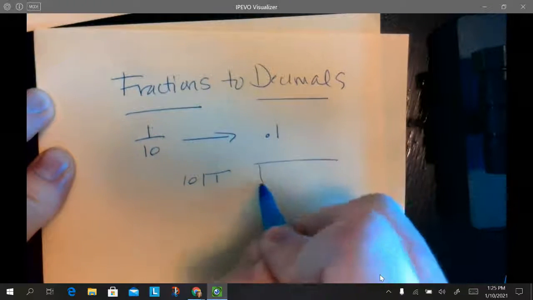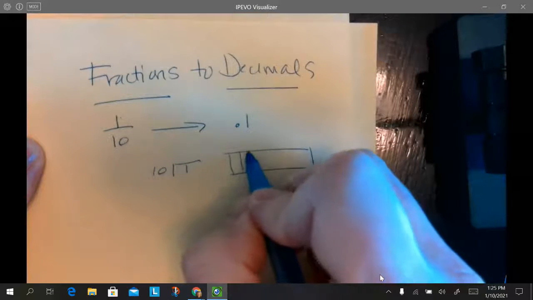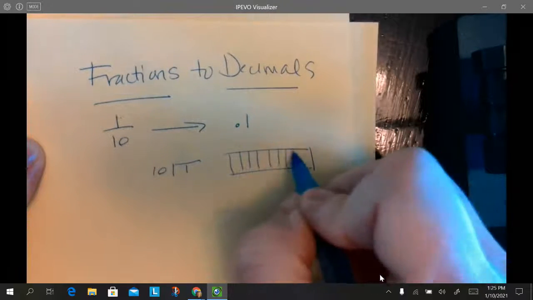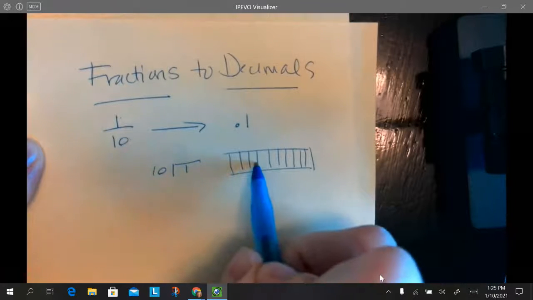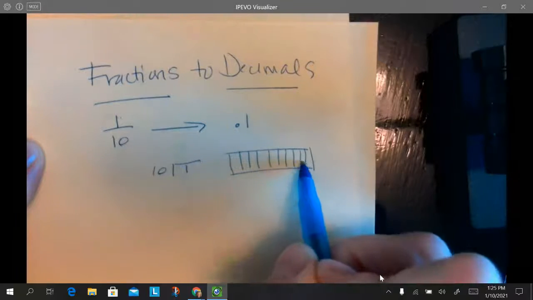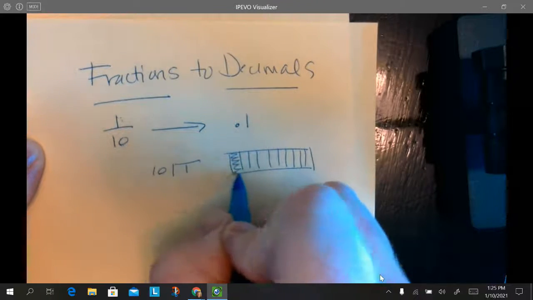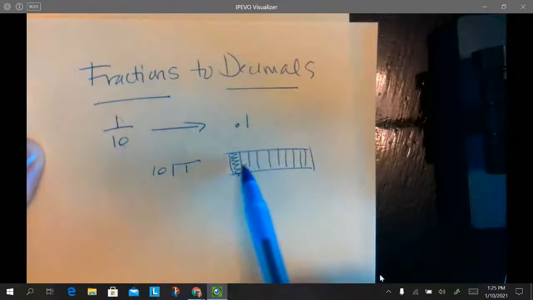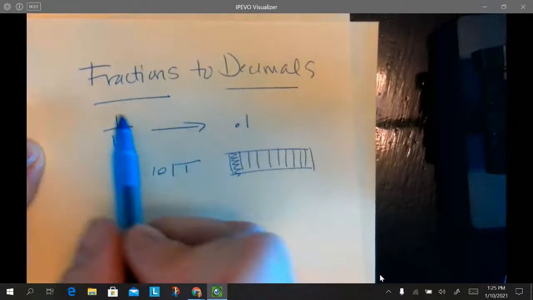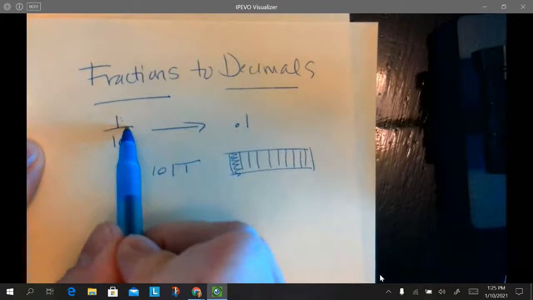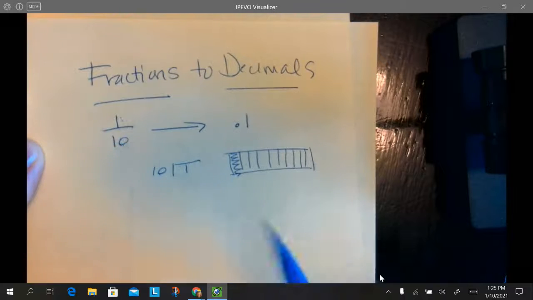You can even look at it like a Kit Kat box. You could make 1, 2, 3, 4, 5, 6, 7, 8, 9, 10 pieces, and you have one of those 10 pieces shaded in. Therefore, you have 1/10 of the candy bar. Or you can always think about it like 1 divided by 10. Just read it top to bottom.